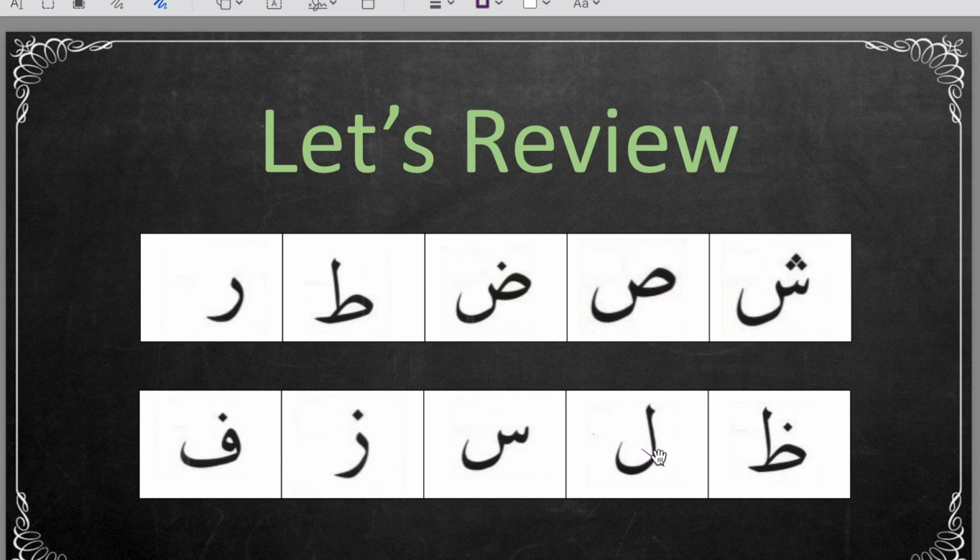But the important thing about Lam is that Lam can connect to both sides. Okay, so it can connect to a letter coming before it. It can connect to the letter coming after it. And we'll see some examples of that today.